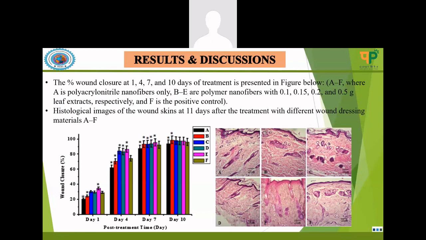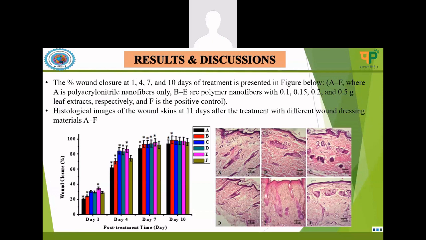And interestingly, the group treated with the negative control nanofiber showed some wound closure property, but not as much as those treated with the nanofiber with the leaf extract in groups B to E. This is consistent with other literature, which has been discussed earlier. The percentage wound closure of all the groups A to F increased gradually as the treatment time increased. Now in the next figure, we can see the histological images of the wounded skin from different groups.